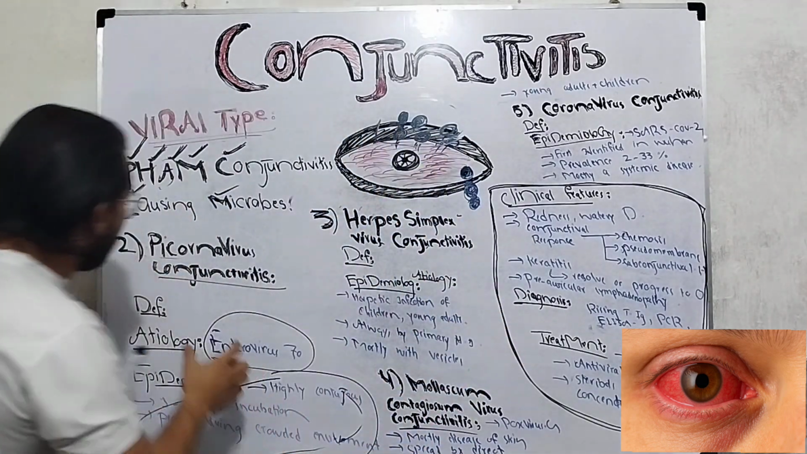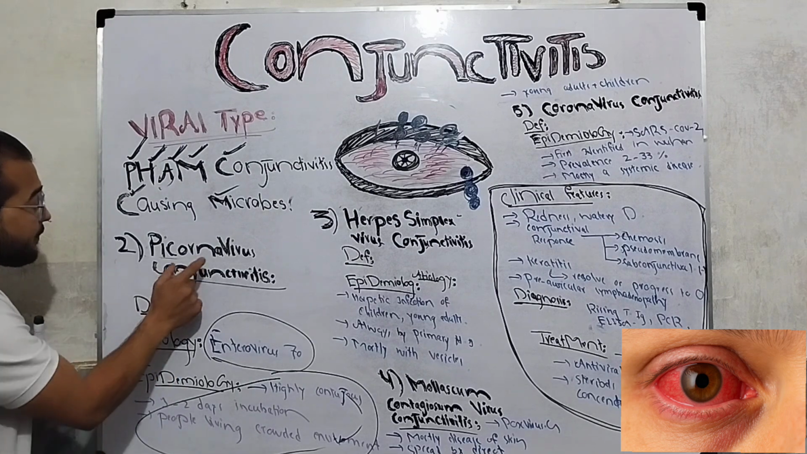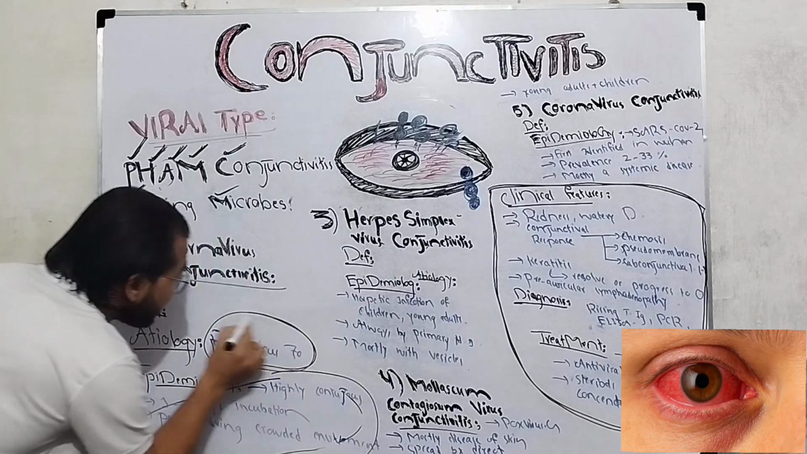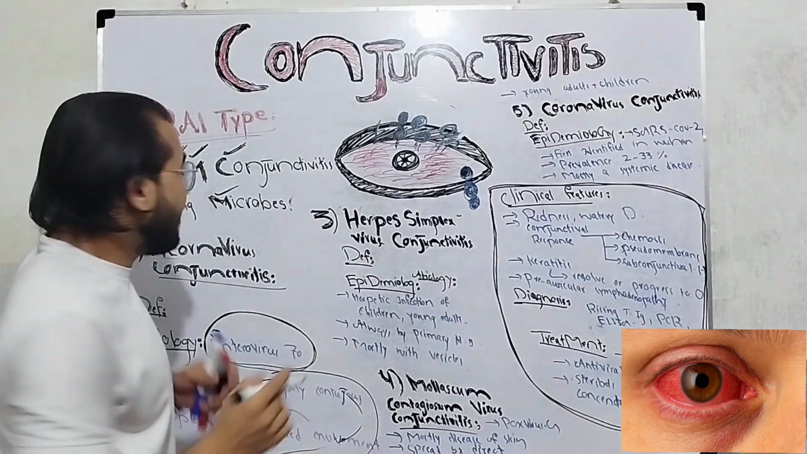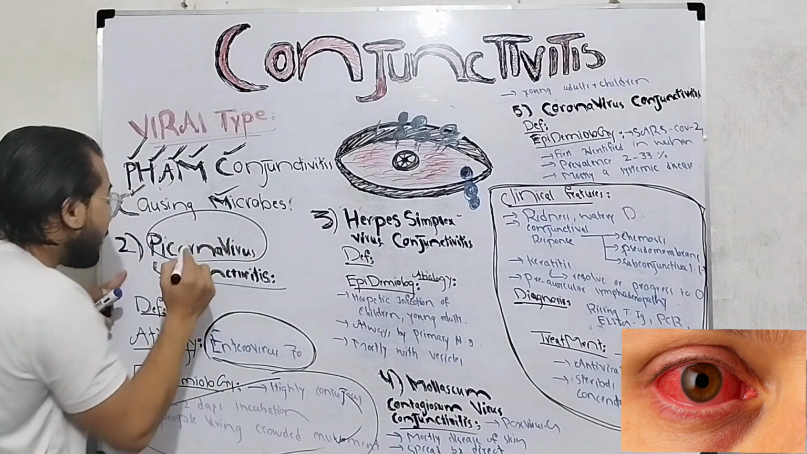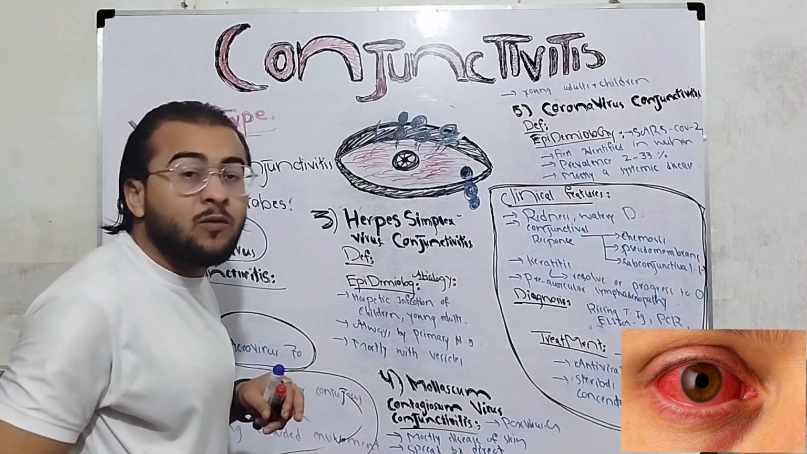Okay. So the first one is the picornavirus conjunctivitis. Its etiology is that it is caused by enterovirus 70. Enterovirus 70 is a virus which belongs to the picornavirus group. Picornavirus is a group, and a member of it, enterovirus 70, causes this type of conjunctivitis.